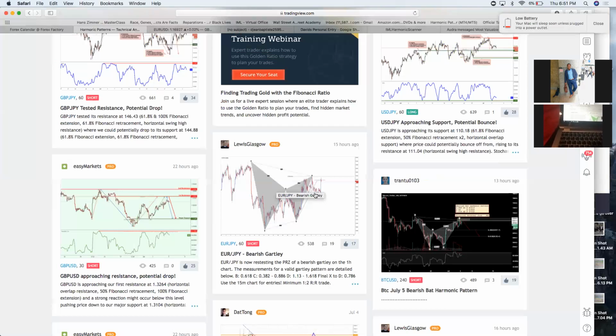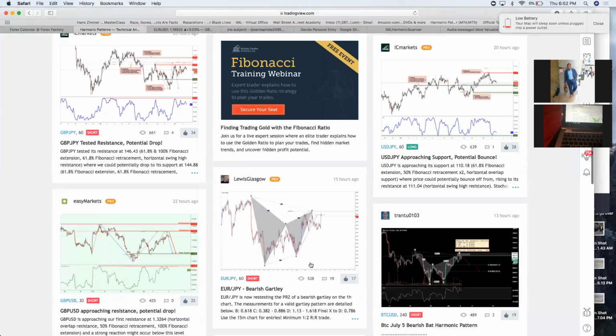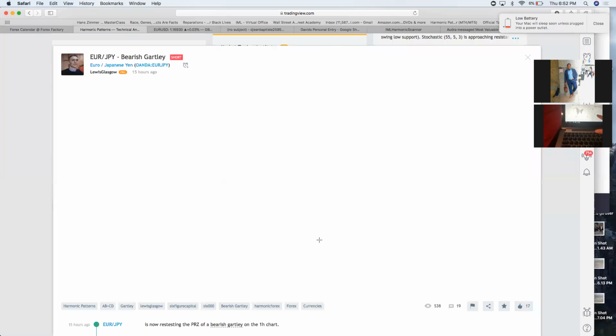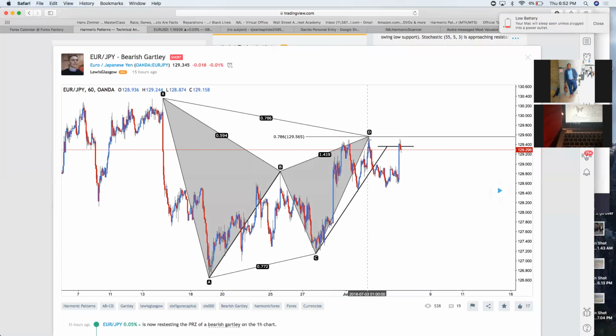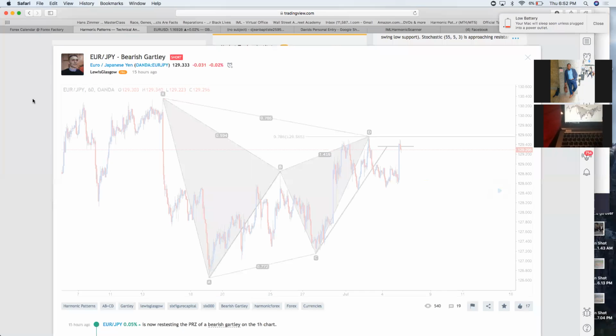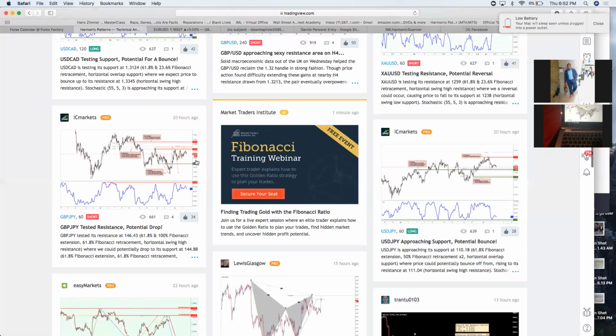So 15 hours ago, there was a harmonic pattern on EJ, and as you can see, the market went down. All right, that was beautiful, by the way. This is beautiful. That's very beautiful, matter of fact. That was awesome.